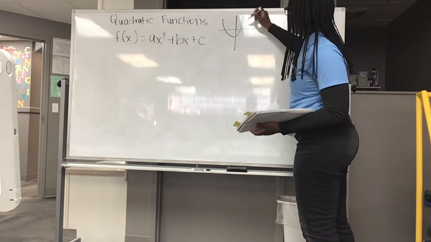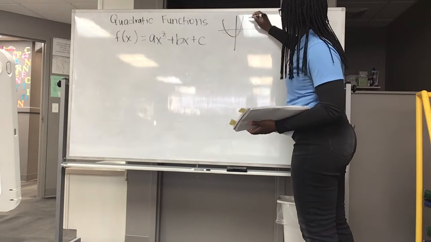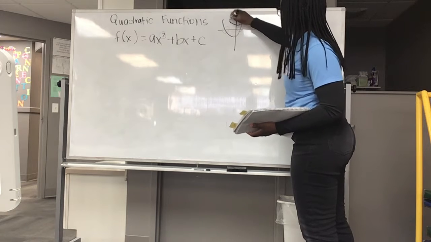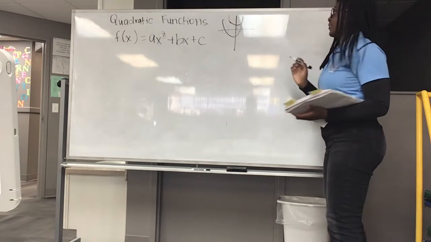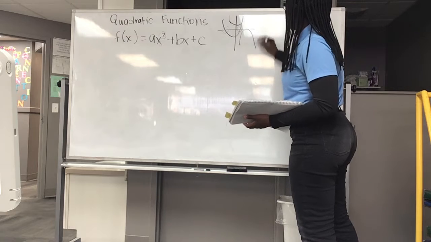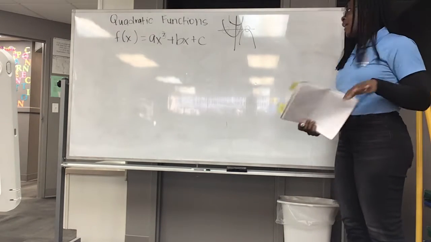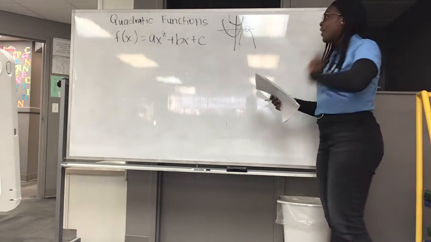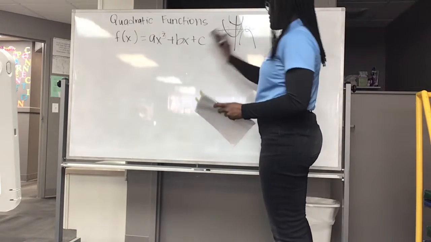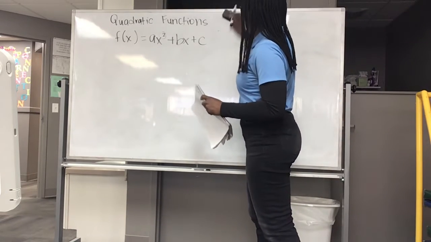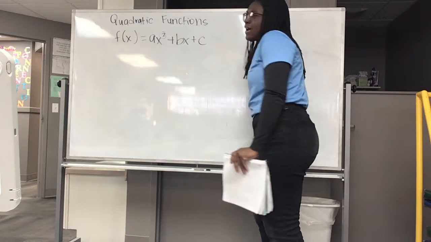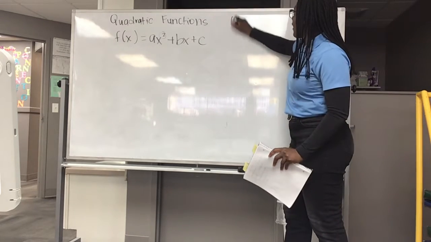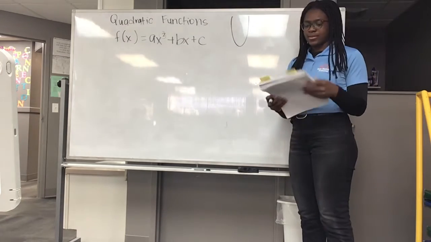It could be where it crosses it 0 times, like that. Or it could cross it just 1 time, like that. So that's not super important right now. But this is a quadratic function. And then the graph is a parabola, which is that curved graph, like that, parabola.